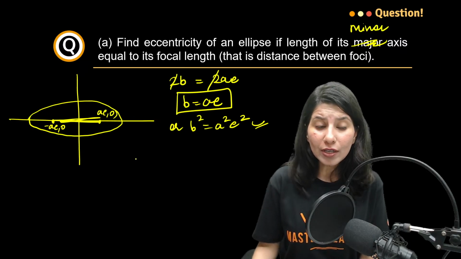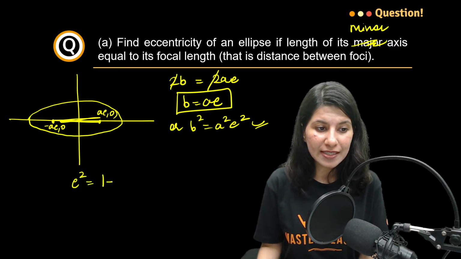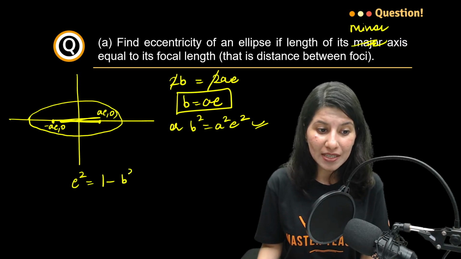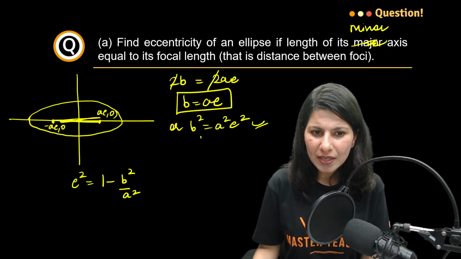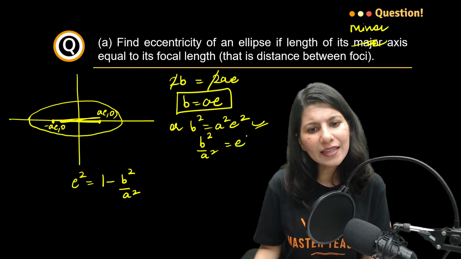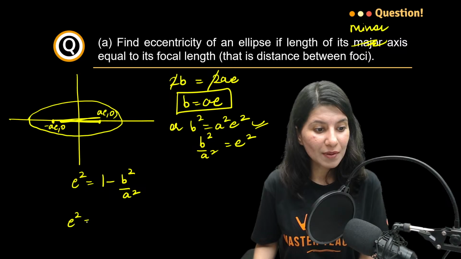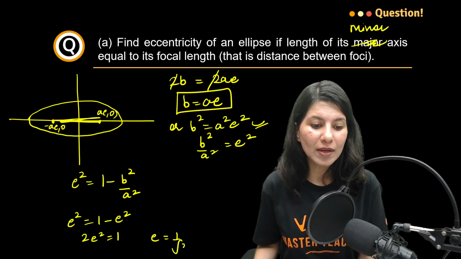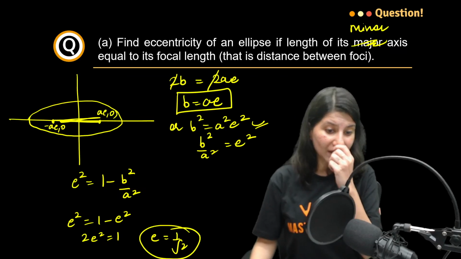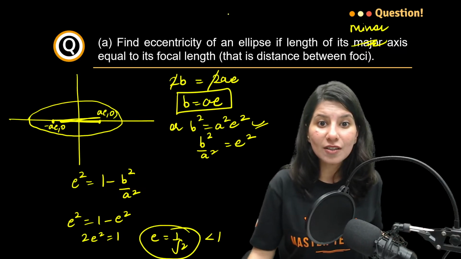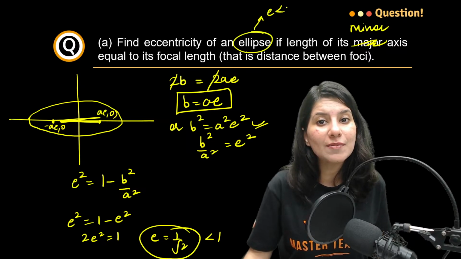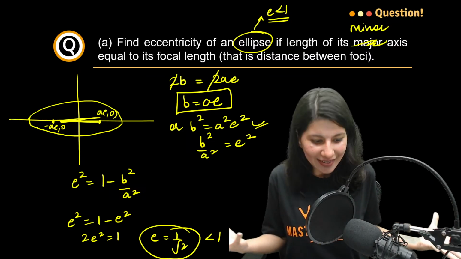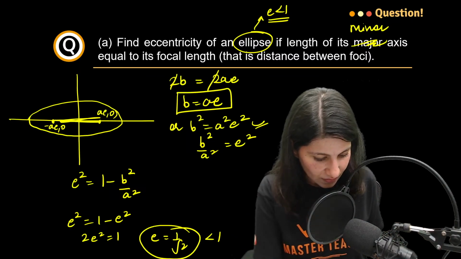Right? Now you're looking for eccentricity. Do you remember the formula for eccentricity? In case of a horizontal ellipse, eccentricity square is 1 minus B square by A square. Now from here can I write E square? Yes. So E square is equal to 1 minus E square. 2E square is equal to 1. Eccentricity is 1 by root 2. And please do check: whenever you are calculating the eccentricity of any ellipse, it is less than 1. And here it is coming out as less than 1. That means we are doing something right.